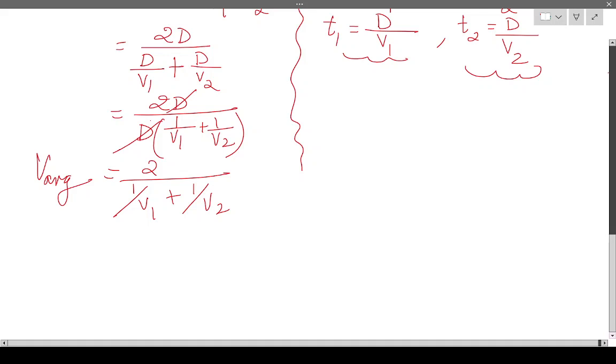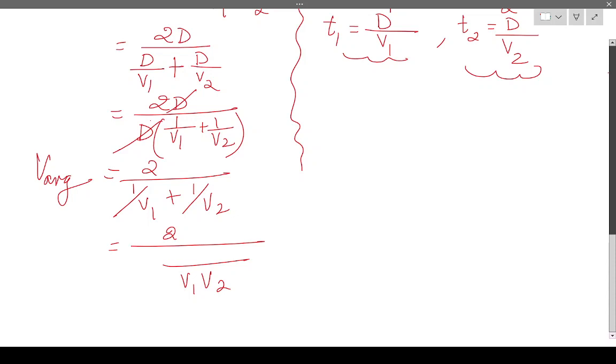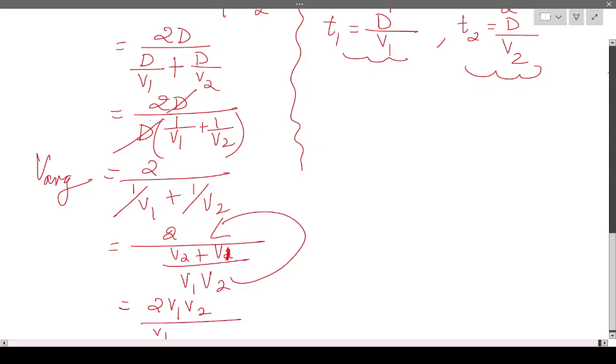This is nothing but the V average when covering equal distances with a different speed. That is going to be 2 by, take the LCM as V1 V2. The first part is 1 by V1: V1 V2 divided by V1 is V2, and that V2 you multiply with 1, you will get V2. Plus V1 V2 divided by V2 you will get V1, that V1 you multiply with 1, you will get V1. This goes to the numerator. So there you will get 2 V1 V2 by V2 plus V1.